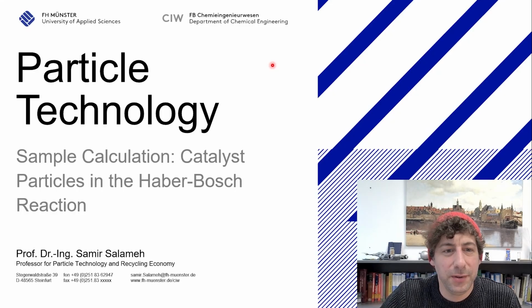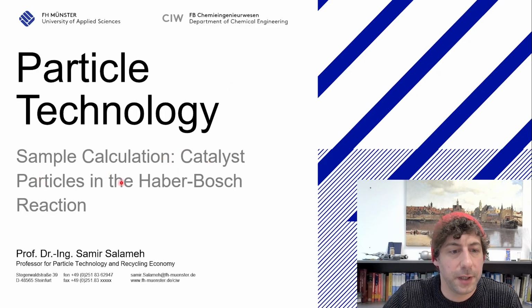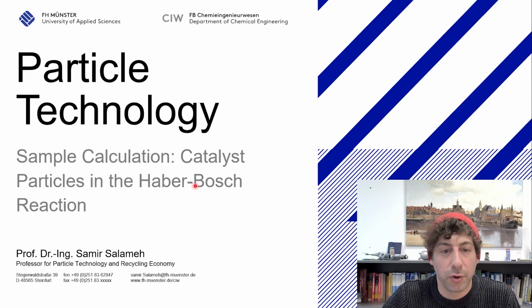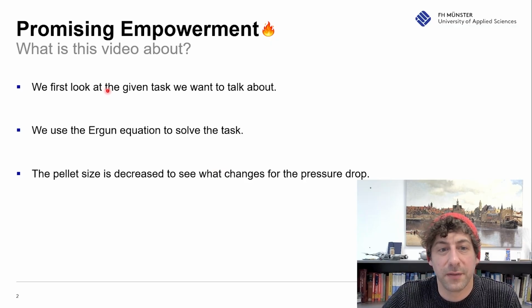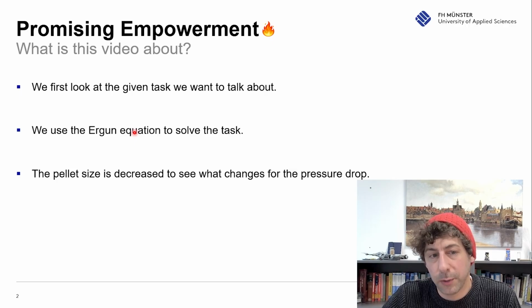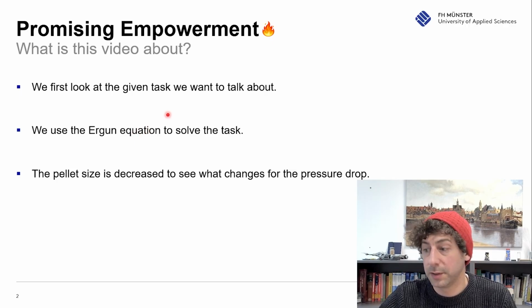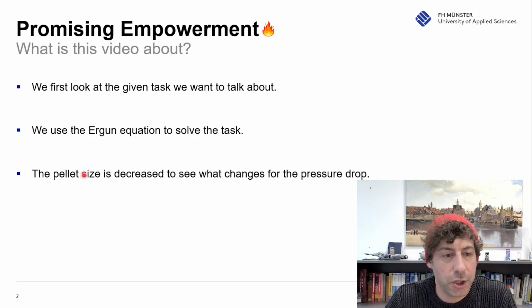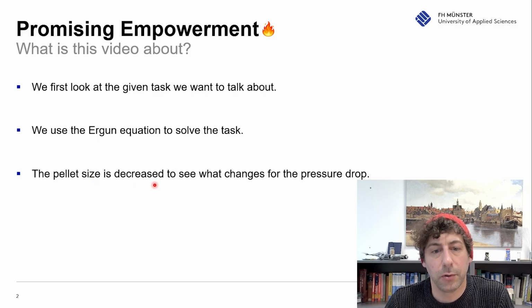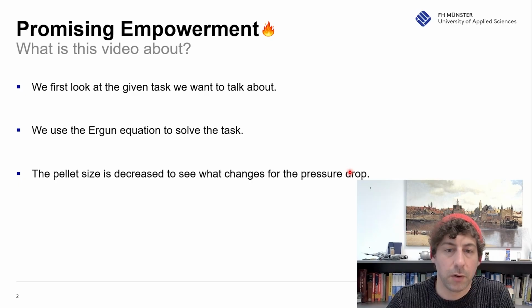Hi, welcome to this video, and today I would like to do again a sample calculation about catalyst particles in the famous Haber-Bosch reaction, and therefore we of course first look at the given task which we want to solve or talk about, and then we use the Ergun equation to solve this task because it's a flow through a bed of particles, and then we change the pellet size, so the size of the particles. We decrease them, and then we take a look at what changes for the pressure drop in our system.